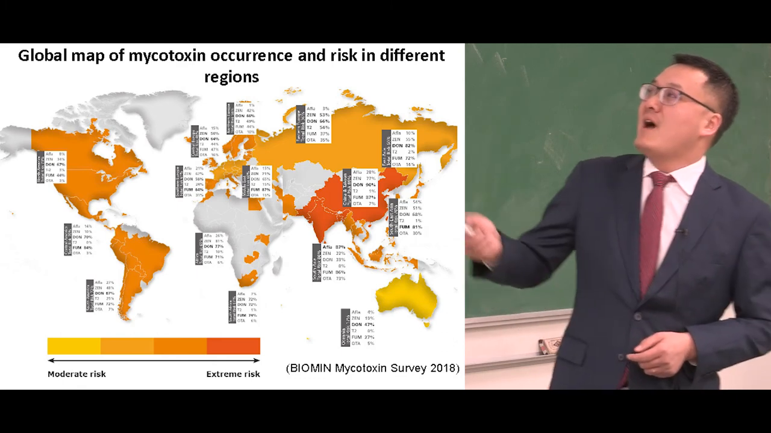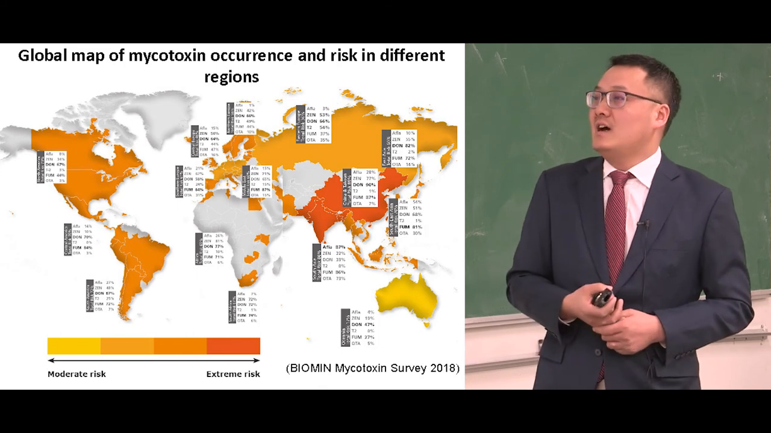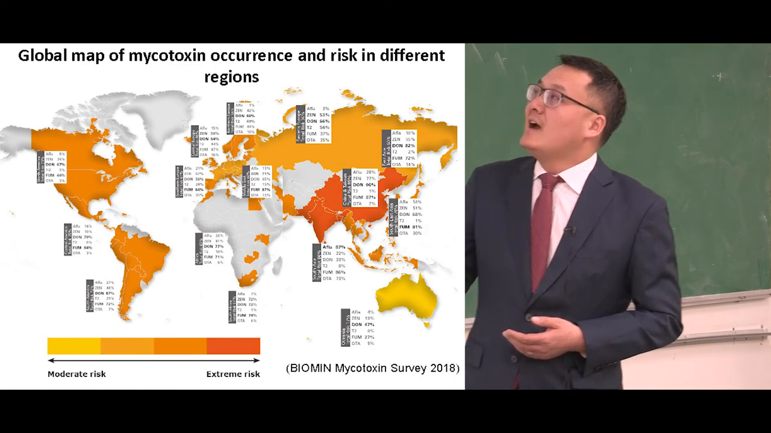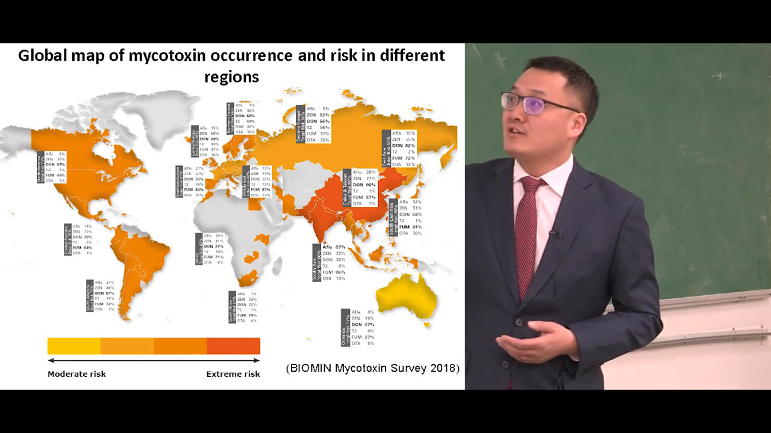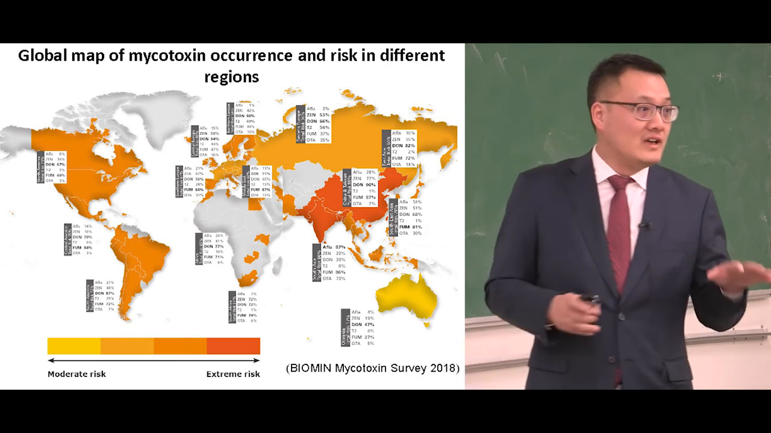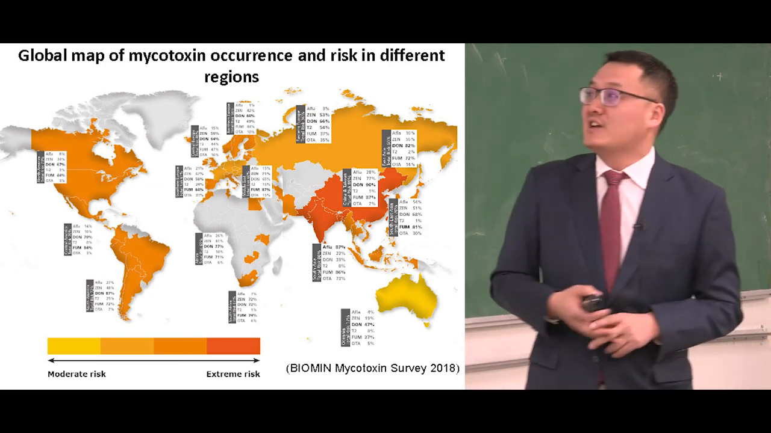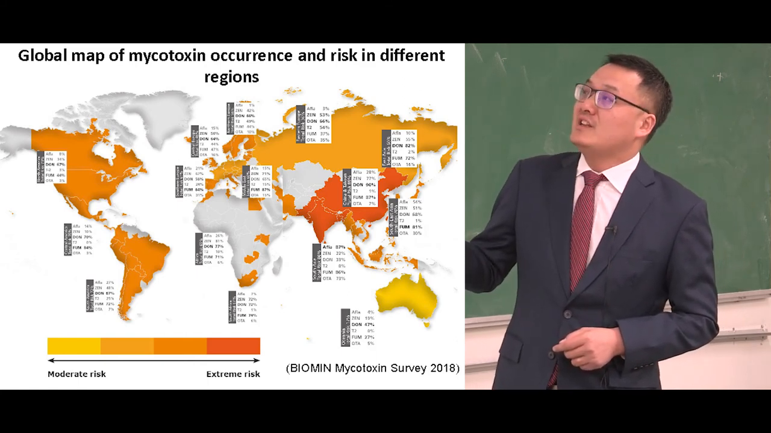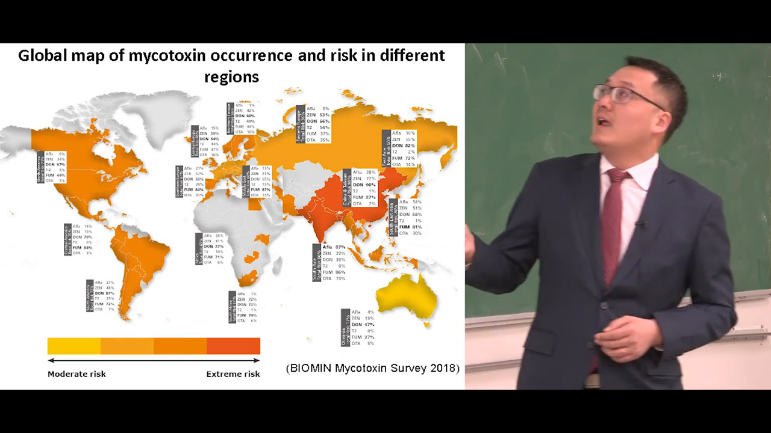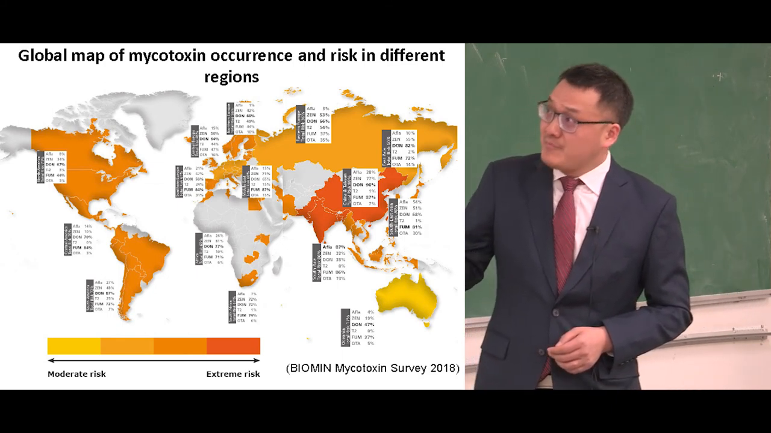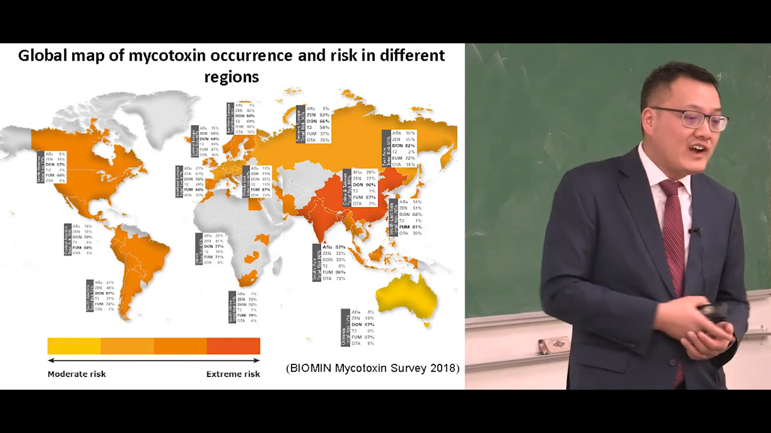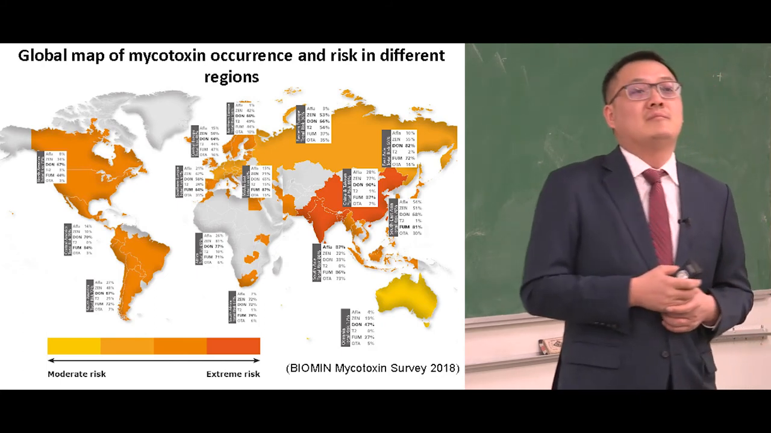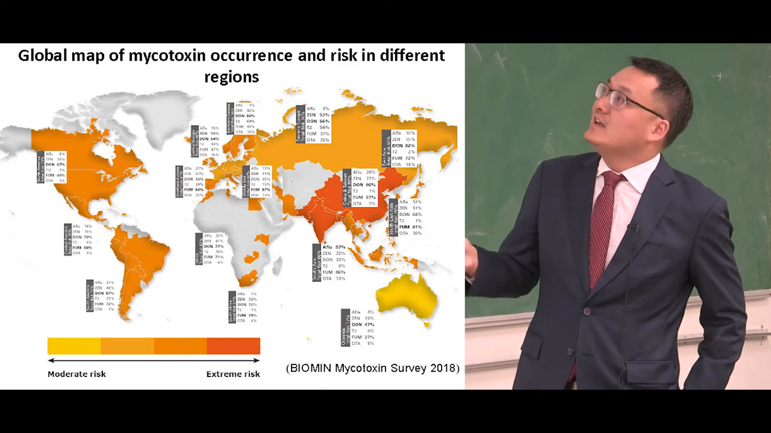Looking at this map, we can see that some territories have extreme risk, for example China and Southeast Asia, and actually Canada, North American and South American regions also have some risk as well. The DON contamination rate is quite high compared with the other mycotoxins. As I mentioned in the previous slide, temperature can affect mycotoxin contamination, and may affect the different types of mycotoxin contamination.